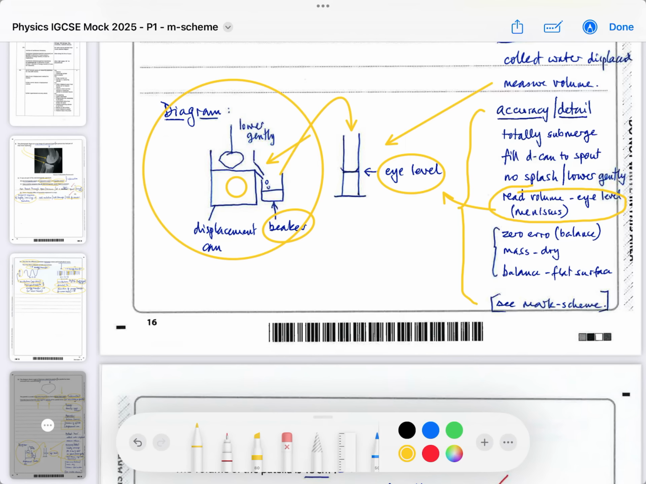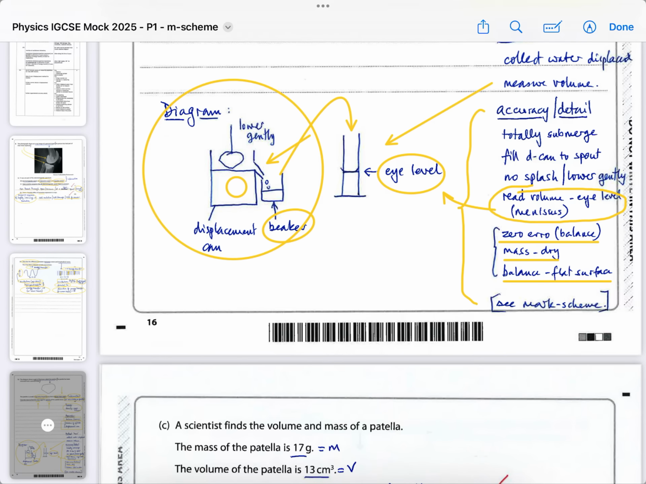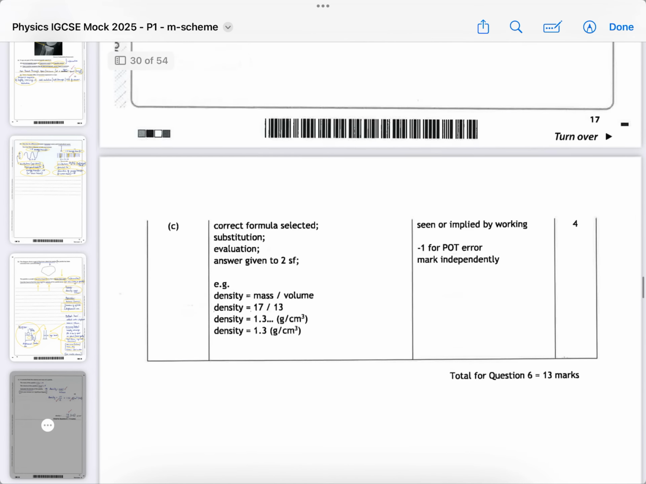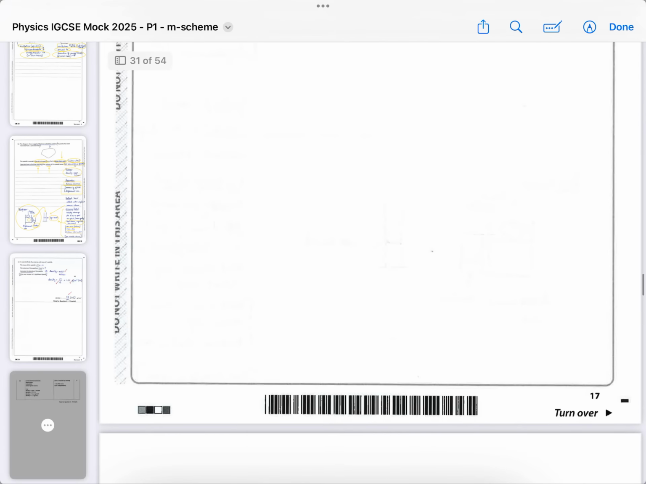You could also check that there's no zero error on your balance. Make sure it's on zero. Make sure you're measuring the bone, the patella, when it's dry, not when it's wet. And make sure the balance is on a flat surface so it has no errors on it. Okay, and then you can look at the mark scheme. So let's see if the mark scheme is here. I think it was before.